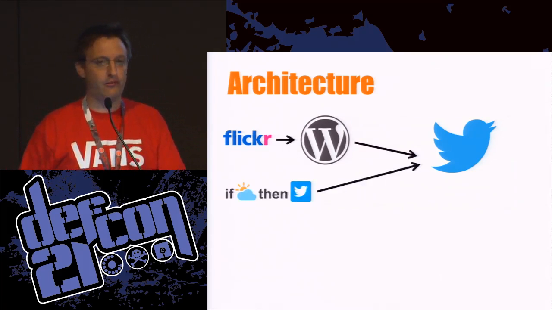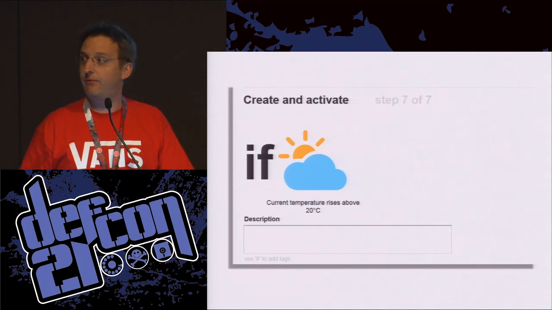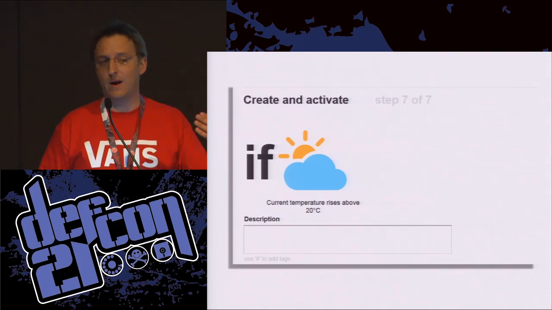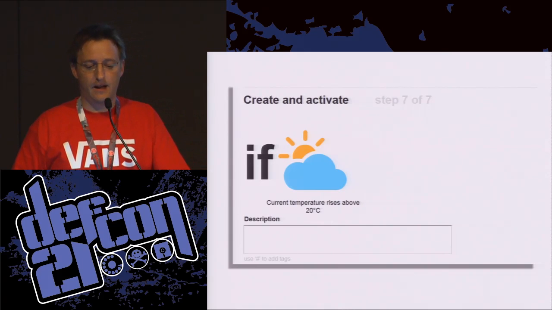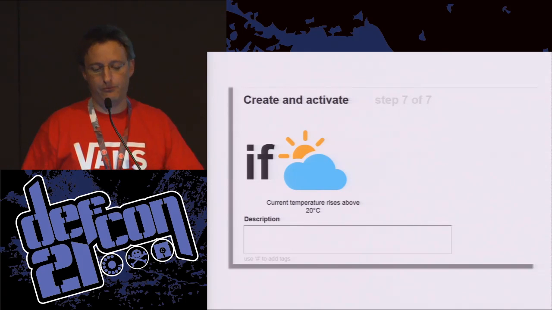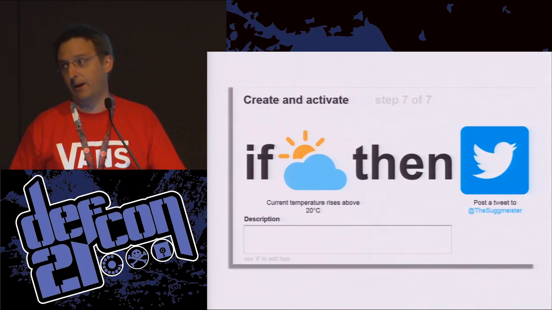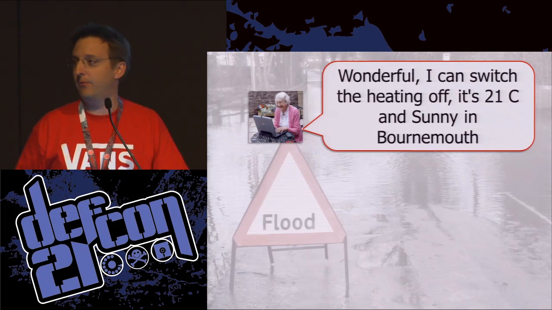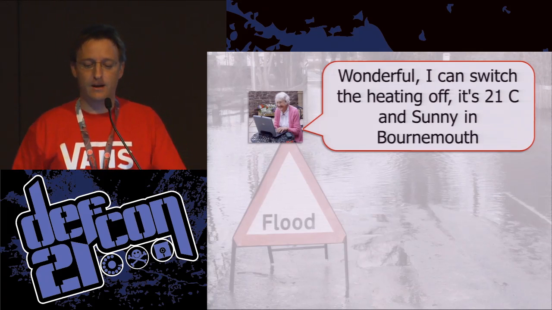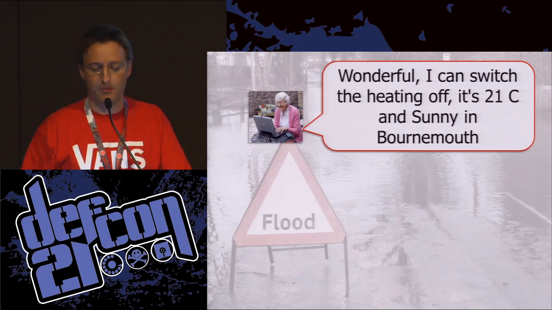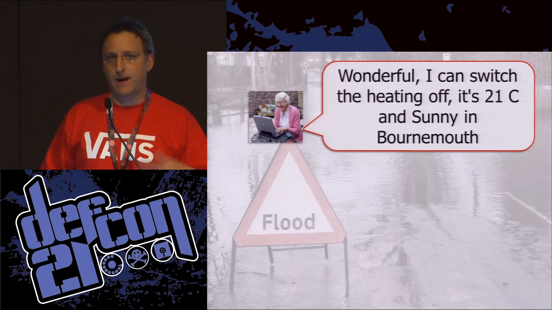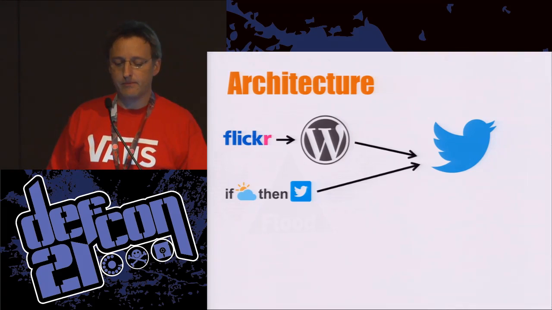Then next we use a service called If This Then That, which actually then took, let's see, if the weather went above 20 degrees C in a place where this old lady was supposed to live, then she'd post a tweet. And that would look something like this. Like, wonderful, I can switch the heating off now. It's 21 degrees C and sunny in Bournemouth. So this is creating some content at least.